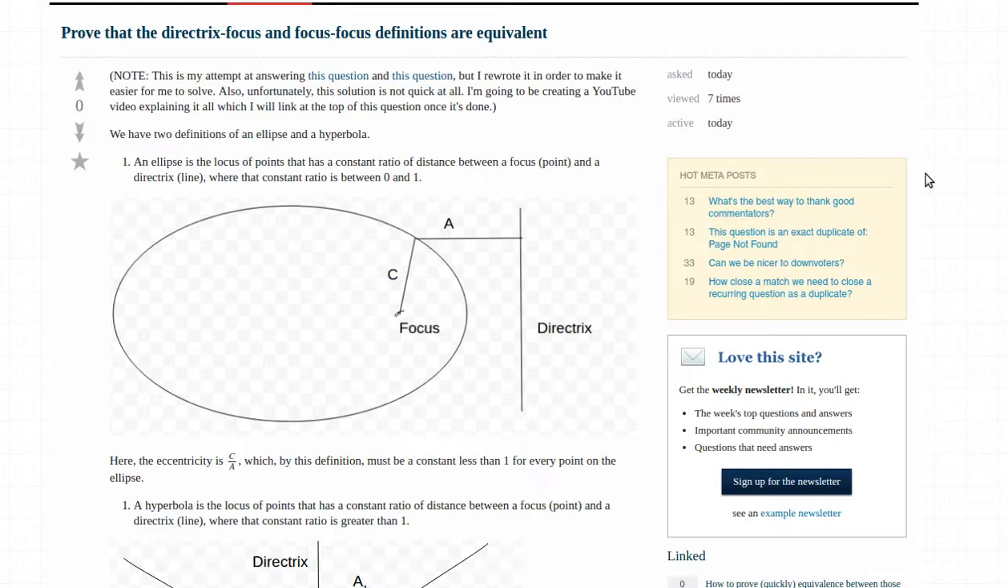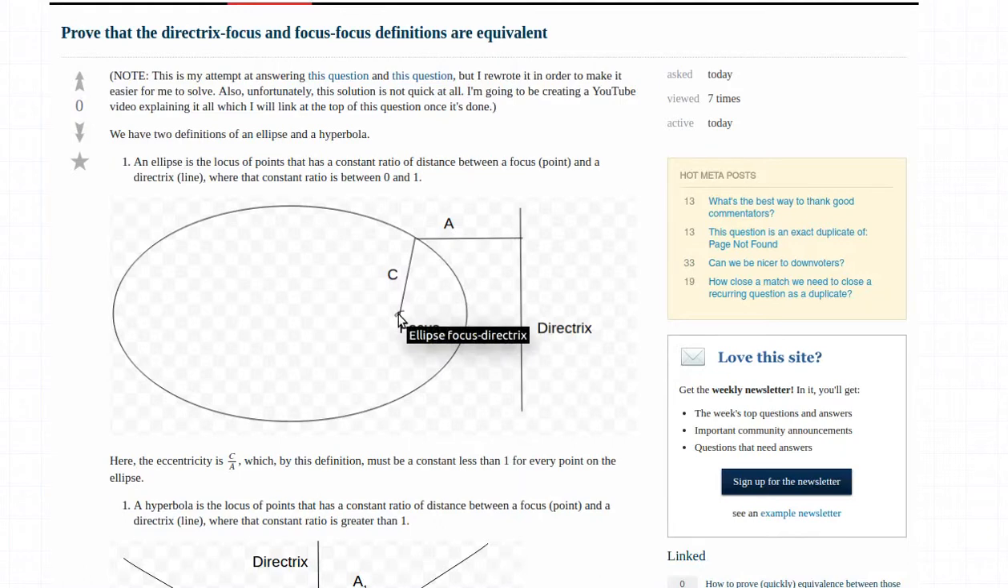First, I'm going to introduce you to the definition. One definition of an ellipse is focus and directrix. You have a focus, and then you have a directrix. And every point on this ellipse is such that if you draw a line between the focus and the point, and then you draw a line between the point and the directrix, C over A, that ratio is less than 1 and is a constant for every single point on the ellipse.